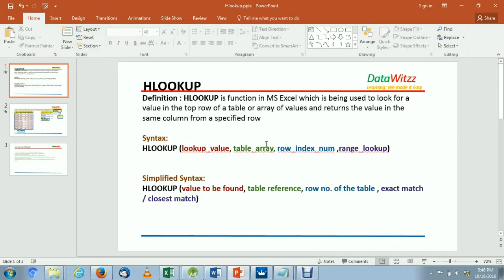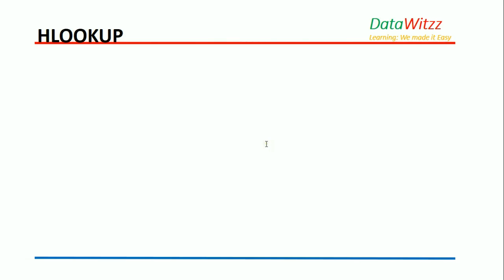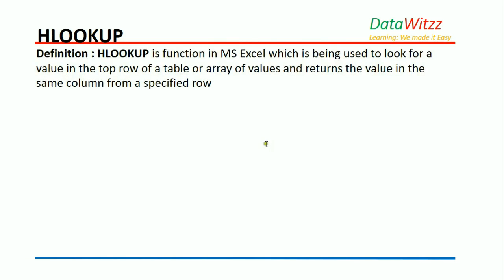Through this video, I will elaborate HLOOKUP. Let us start with the definition. What is HLOOKUP? By definition, HLOOKUP is a function in MS Excel which is used to look for a value in the top row of a table or array of values and returns the value in the same column from a specified row.